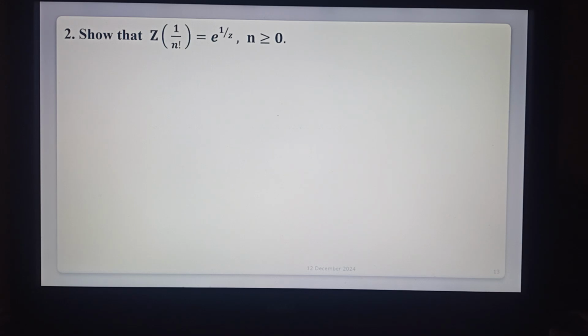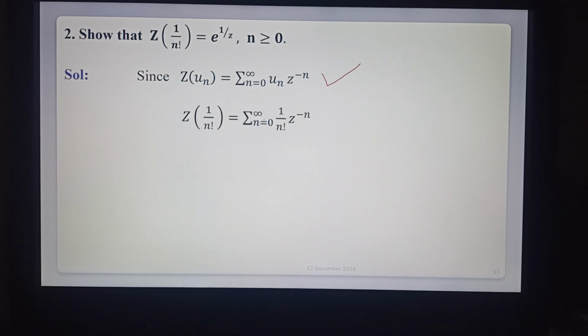Next example: show that the Z transform of 1/n! is equal to e^(1/z), where n is greater than or equal to 0. By definition, the Z transform of u(n), substituting u(n) = 1/n!, expanding: for n = 0, 1/0! is 1. For n = 1, 1/z, plus for n = 2, 1/(2! z^2), plus for n = 3, 1/(3! z^3), and so on.